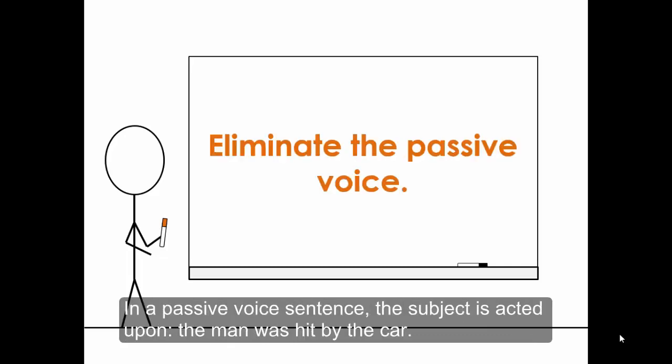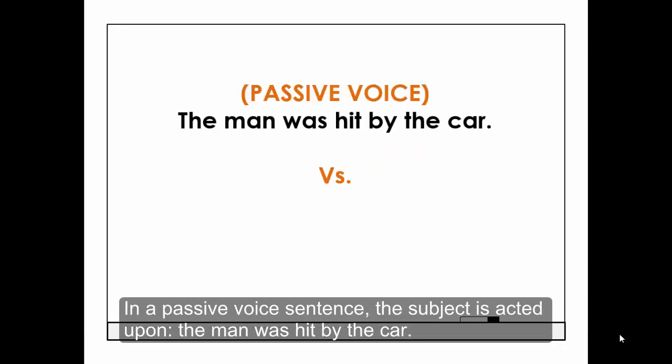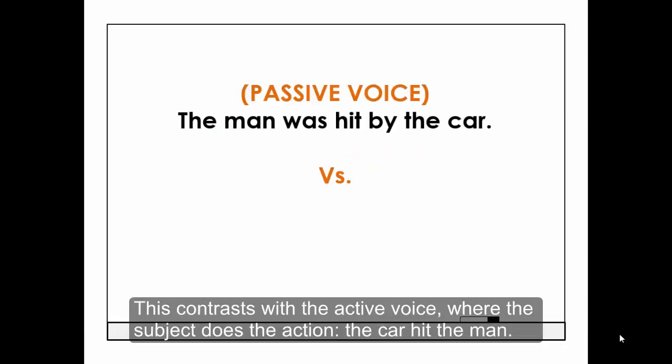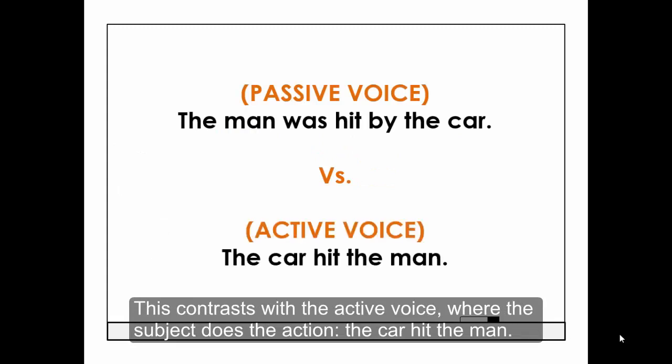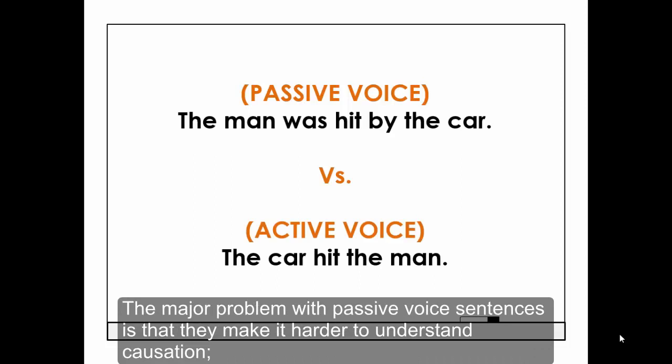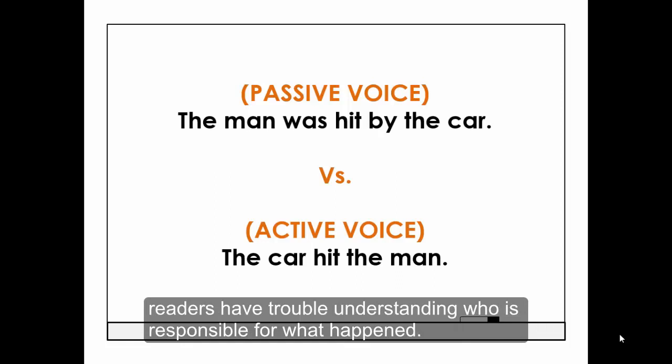In a passive voice sentence, the subject is acted upon. The man was hit by the car. This contrasts with the active voice, where the subject does the action. The car hit the man. The major problem with passive voice sentences is that they make it harder to understand causation. Readers have trouble understanding who is responsible for what happened.